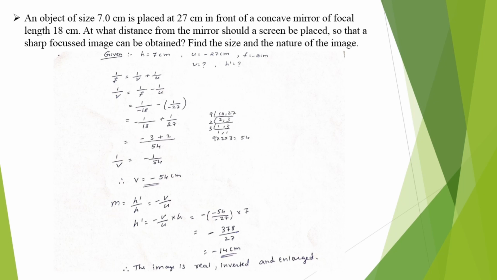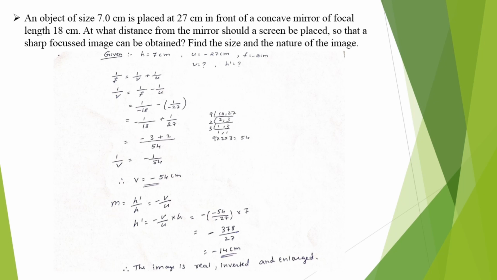Find the magnification. The formula is h dash by h is equal to minus v by u. h dash is equal to minus v by u into h. Substitute the values of v, u and h. So we will get the answer as 14 centimeter with the negative sign. So the image is real, inverted and enlarged.